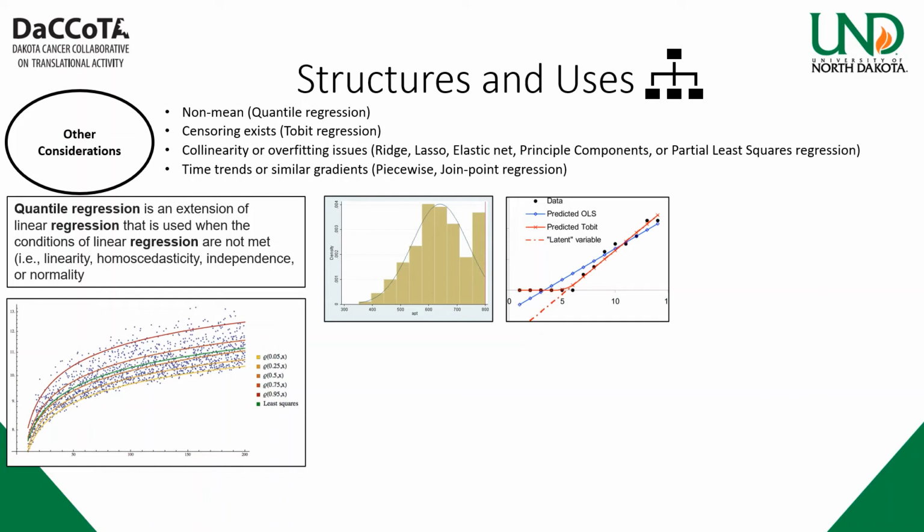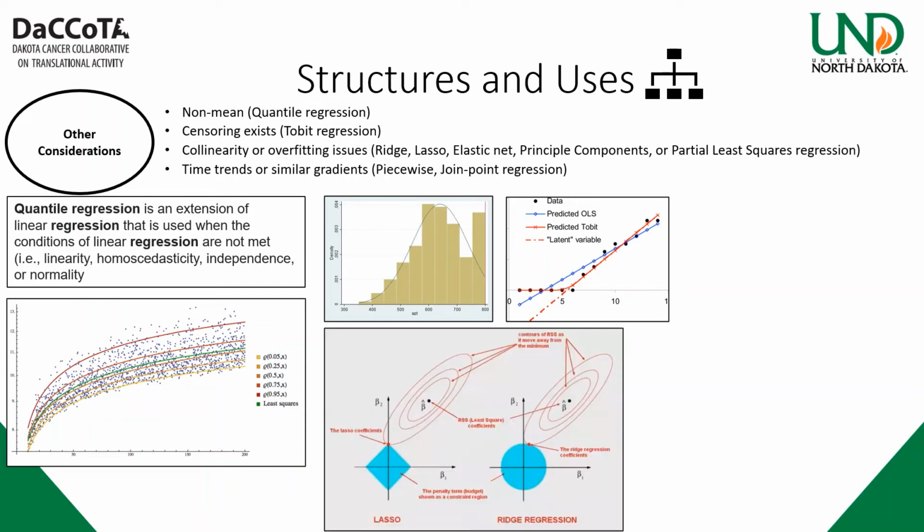Then also maybe you have very large models with a lot of variables, and maybe they're related to each other. That's collinearity. And adding too many variables can overfit the model. You can use a variety of regressions like ridge, lasso, elastic net, principal components. These are a lot of times used in machine learning to essentially reduce your model to get a better fit.